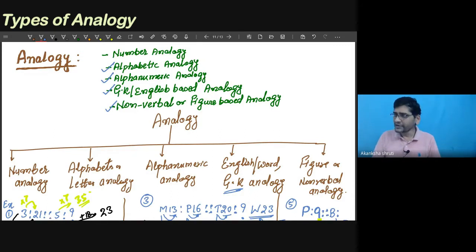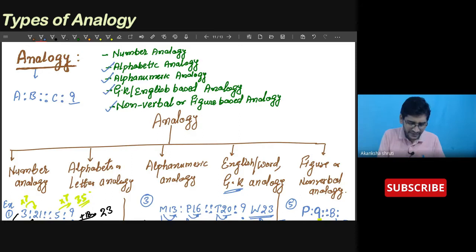Number analogy means it is just relating the numbers only. So only digits or numbers will be given and you have to find the missing one. In analogy we have already learned that the question is always in the form of a pair. Means if A is related to B by a certain relation, then a C is given to you, and following the same relation, what will be the next one? The missing one can be anywhere.